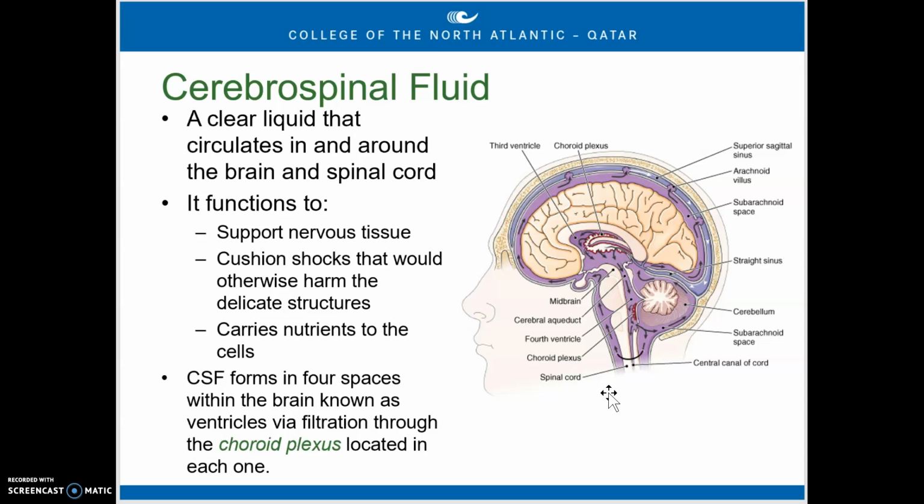So we need to think of the central nervous system as a really delicate system, a really delicate organ. So any trauma, being bashed around or anything like that, would have a pretty bad effect on the central nervous system. So this would act as a cushion. So any shock would be absorbed by the liquid before it gets transferred to the brain.